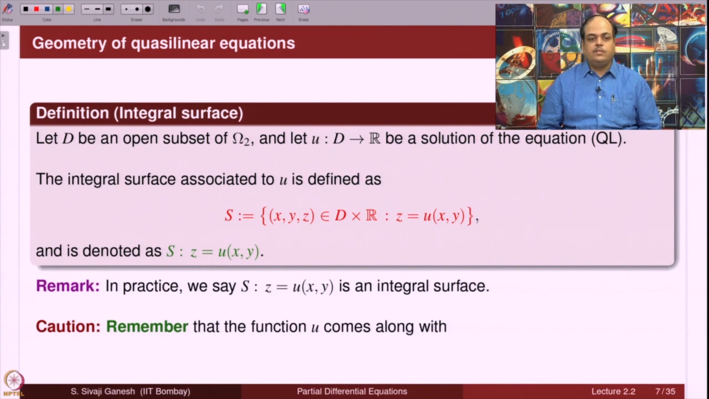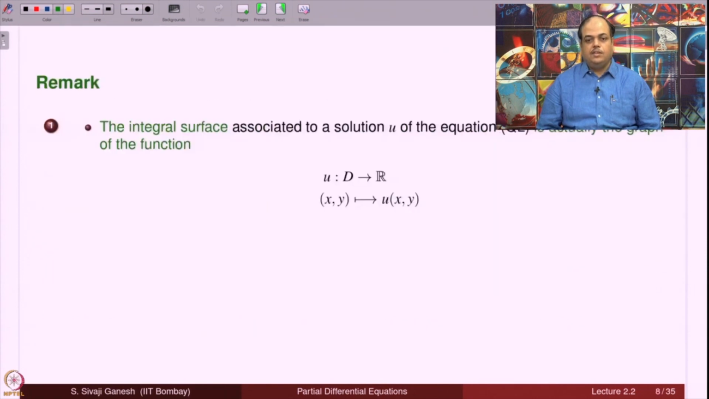Caution, a very important caution: remember that a function always comes with its domain. If you say that S, z equal to u x y, is an integral surface, it means that you have a function u defined on some domain. All this needs to be mentioned, or you know it, therefore you are not mentioning it. But if you change the domain to some other domain, it can still be a solution, but it will be a different integral surface. We will come to these aspects in future lectures.